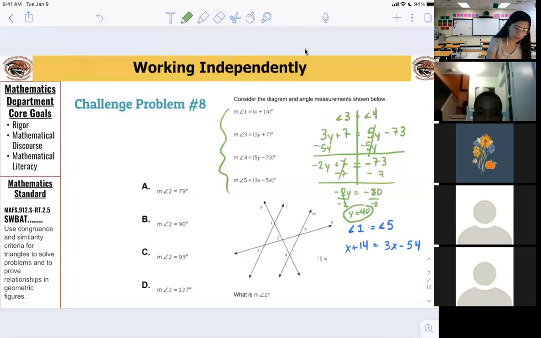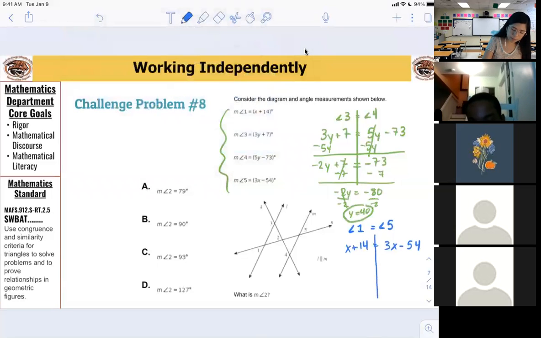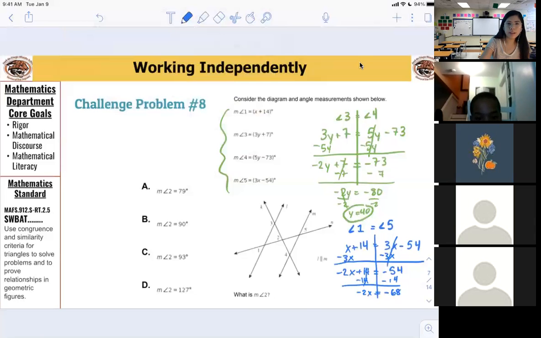Now let's do the blue one. Rapid fire. Here we go. Subtract 3x. X minus 3x is negative 2x. Now what? Subtract 14. Negative 54 minus 14 is negative 68. Good. And I divide both sides by negative 2 and I get positive 34.